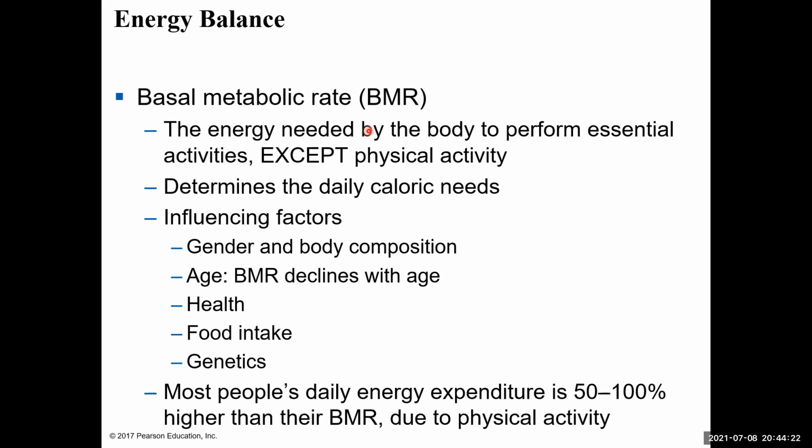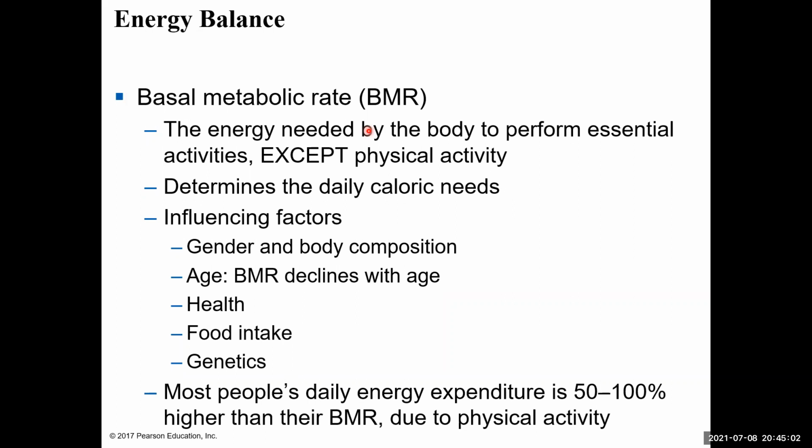Now, your metabolic rate is determined by a couple of different things. It's determined by your gender and your body composition, your age, your health, your food intake, and your genetics, right? Generally, as you increase in age, your metabolism goes down. So your basal metabolic rate slows down. So you don't break down food as fast. Your body's not using those energy sources as fast. Your genetics can determine whether you have a fast or slow metabolic rate. How much food you take in, the type of food you take in can affect that. Your overall health can affect your basal metabolic rate.